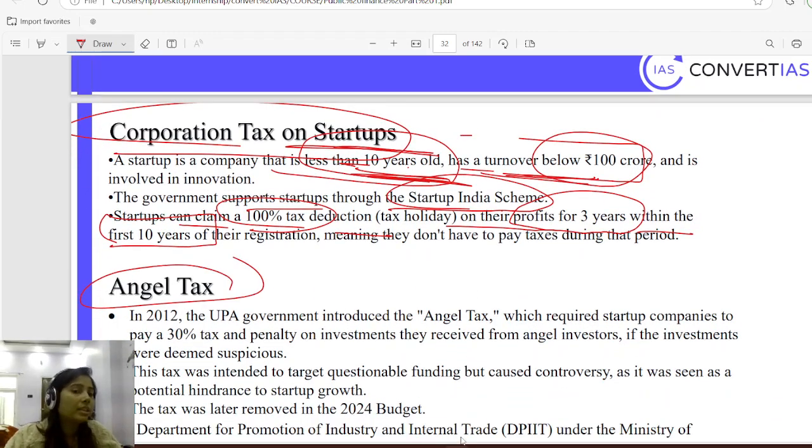Then comes angel tax. Angel tax, tax on angel investors. Okay, who is called an angel investor?